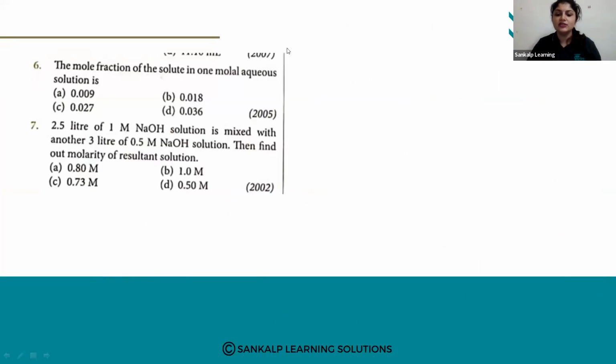So the mole fraction of the solute in 1 molar aqueous solution is, okay. So 1 molar solution means what? Molality is the number of moles of solute divided by the weight of the solvent in kg. So for the 1 molar solution, you have to consider the weight of the solvent as 1 kg.